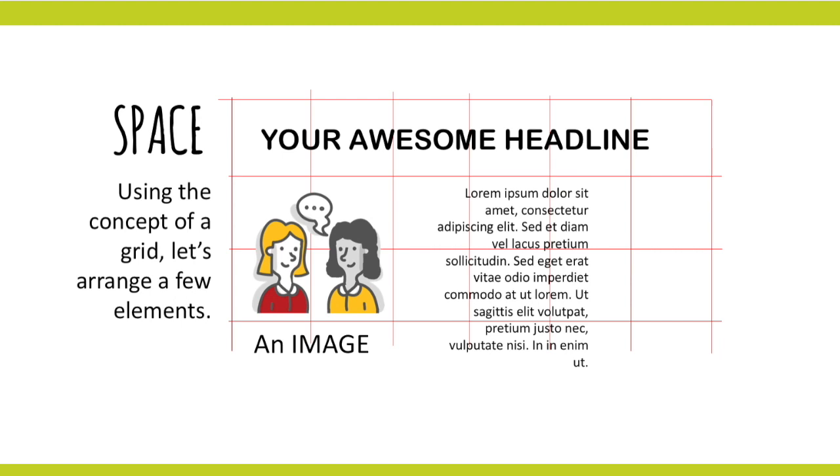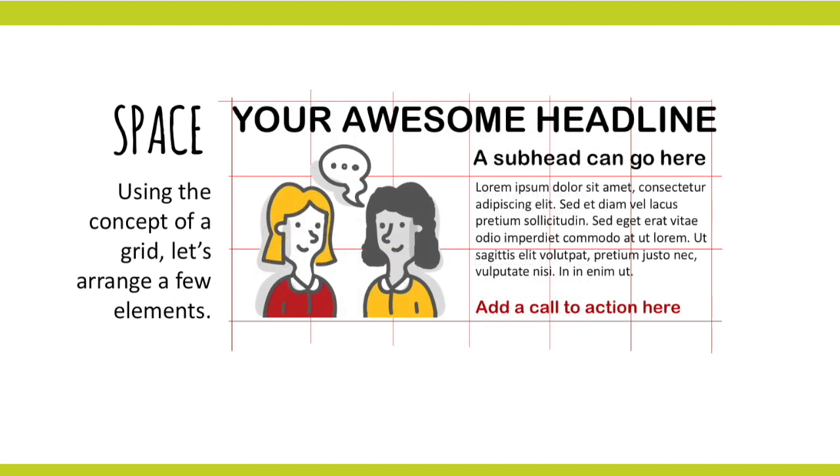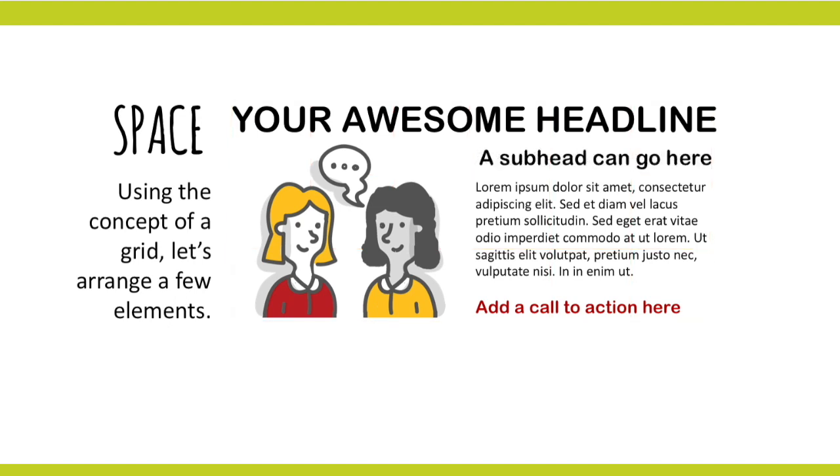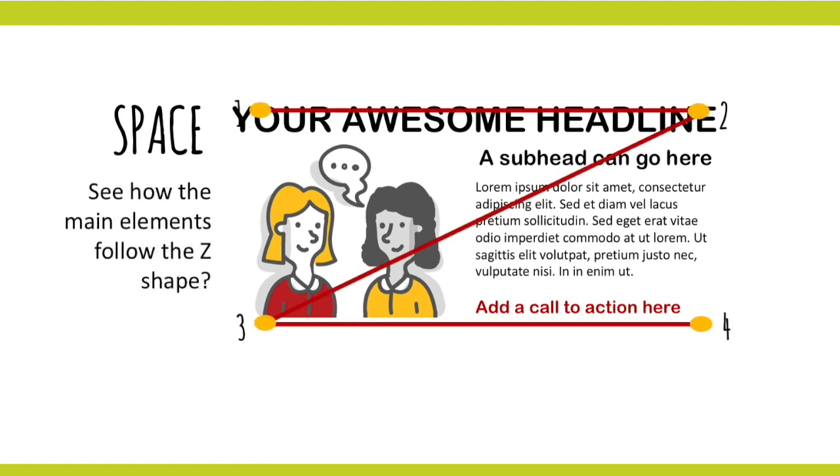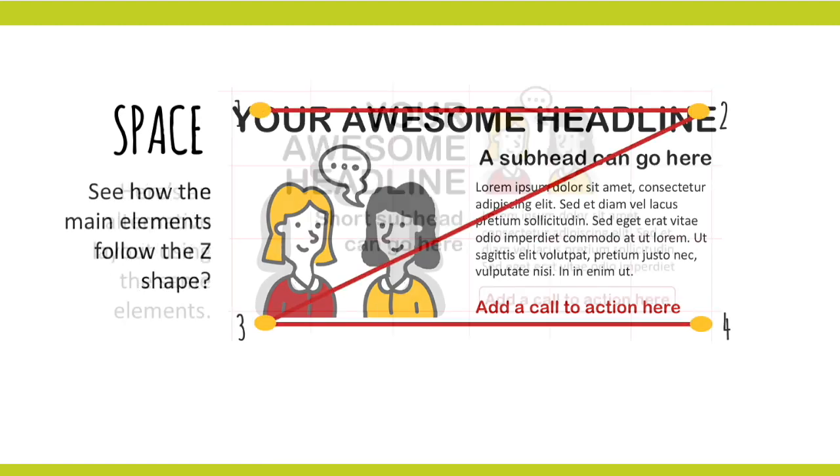Let's try using a grid and the Z layout, using a few different elements: a headline, an image, and some text. Using the grid, line up items so it looks tidy and easy to read. Now ignore the text and just consider the layout. You have your awesome headline, an image that pulls the eye back to the left, and then your text. At the bottom right, the end of the Z, you have a strong element in red for the call to action. Now, can you see how the main elements follow the Z shape?